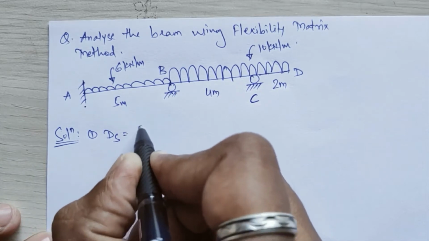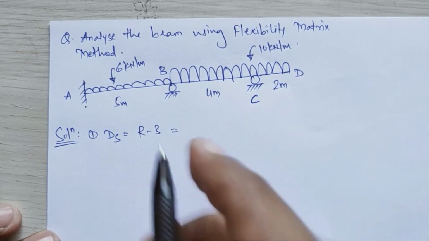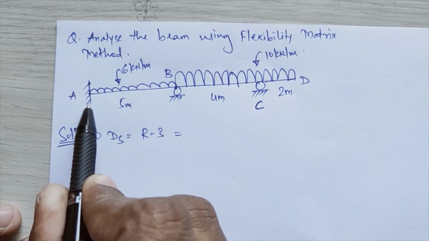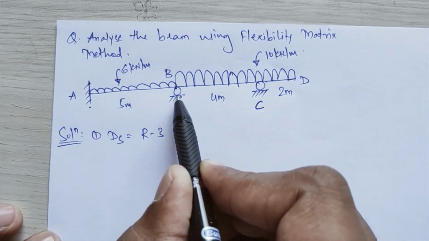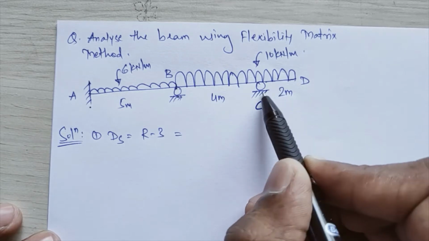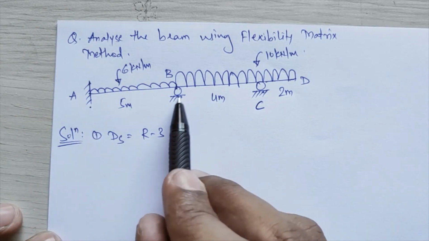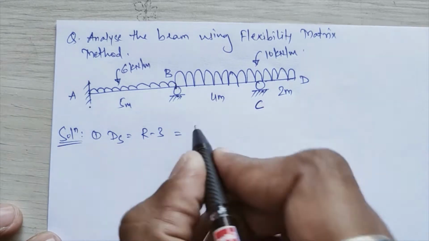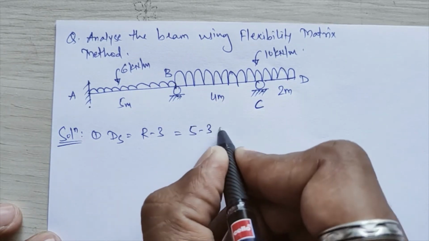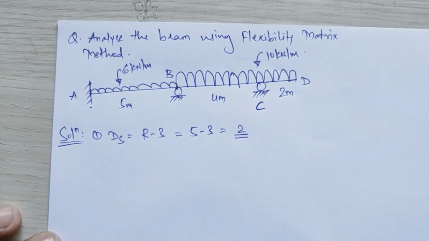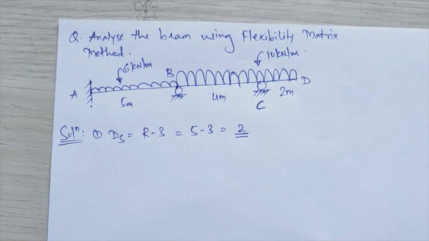So DS is equal to R minus 3. R is the total number of reactions. So we'll calculate the total number of reactions: at point A, fixed support, it is 3. Here we have one reaction at roller support and again one reaction at the other roller support. So that comes to 3 plus 1 is 4, plus 1 is 5. So total R I am getting is 5. 5 minus 3 I will get equal to 2. That means I have to assume 2 reactions out of these 5 as the redundant reactions, or these will be your excess constraints, right?